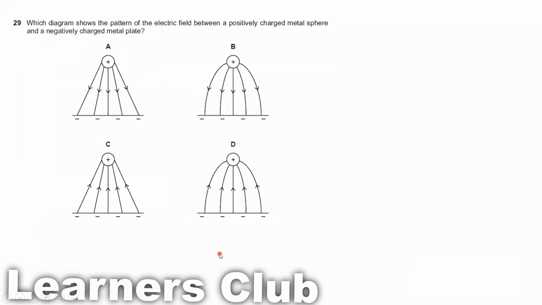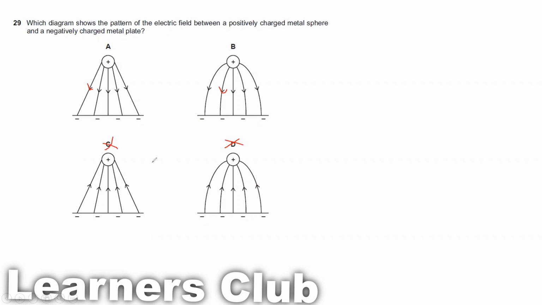Question 29. Which diagram shows the pattern of the electric field between a positively charged metal plate and a negatively charged metal plate? We know that the electric field always moves from positive charge to negative charge. When you observe the diagram, it's moving from positive to negative. The arrow is towards the positive to negative. Here is also, it's from positive to negative. Here it's the other way around. So C and D is not the option.